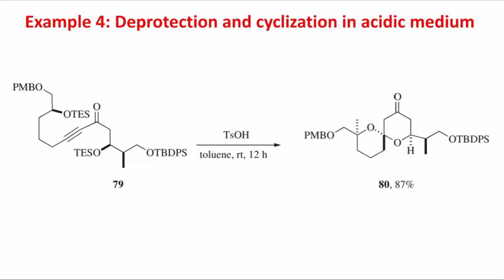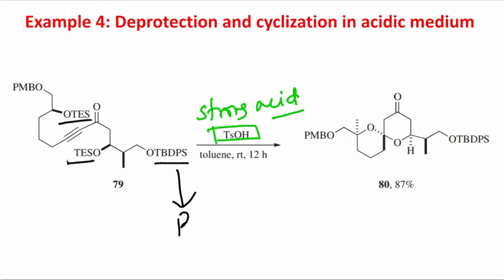Now let's come to example number 4. This example is a little difficult, so please look very carefully. In this case, we have used paratoluenesulfonic acid, so you can consider this a relatively strong acid. Point number 1: in acidic medium, these both are similar, triethylsilyl and tert-butyldiphenylsilyl. This one is bulky, so it will not react, that's sure.